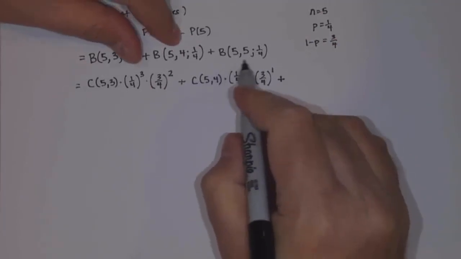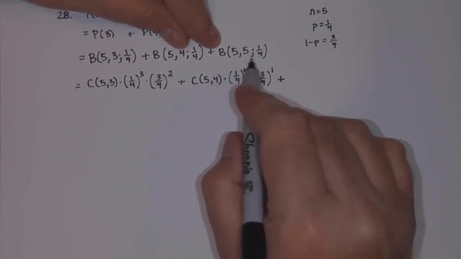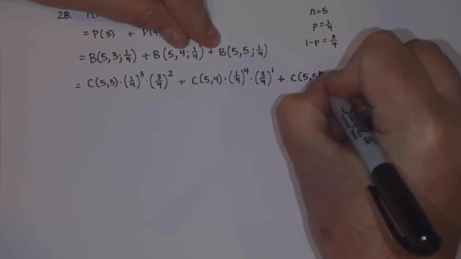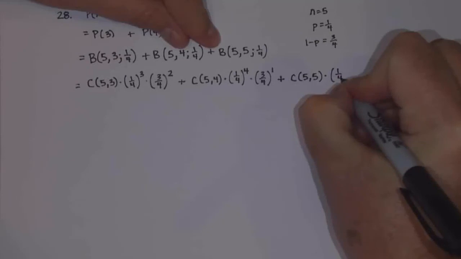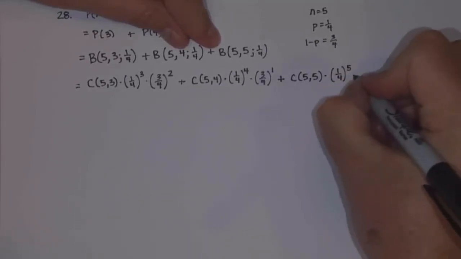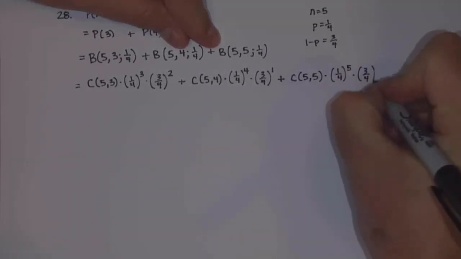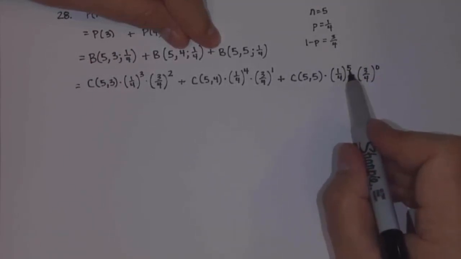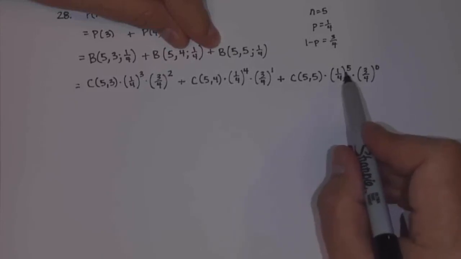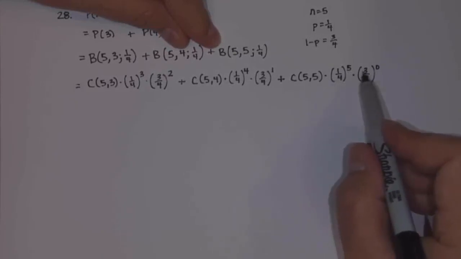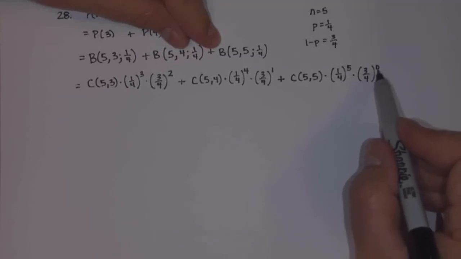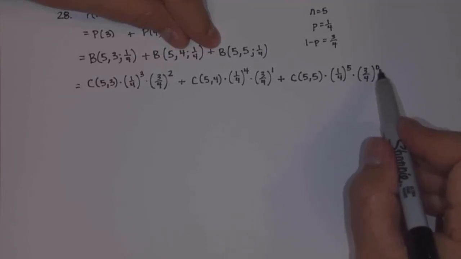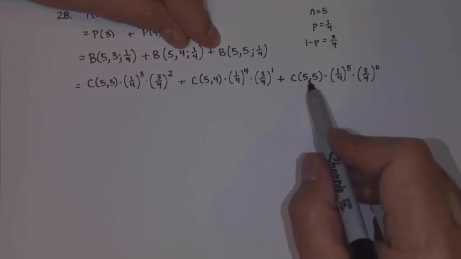And then last but not least, we need to calculate the probability of guessing all 5 correct. So that will be the combination of 5 choose 5. And then we're going to have 1/4 raised to the 5th power. And then 3/4 raised to the 0 power. So again, that's the probability of success raised to the number of successes power. If we guess all 5 correct, then we will have 5 successes. And then the probability of failure is raised to the number of failures power. Well, if we have all 5 successes, then we have 0 failures. So that's coming from 5 minus 5.